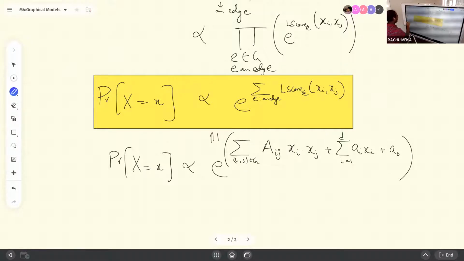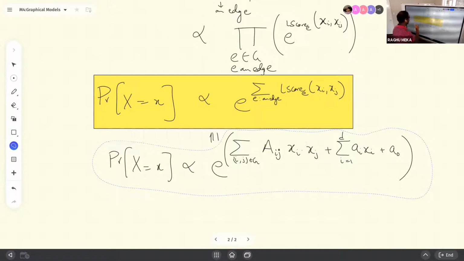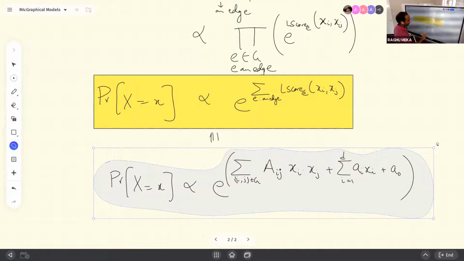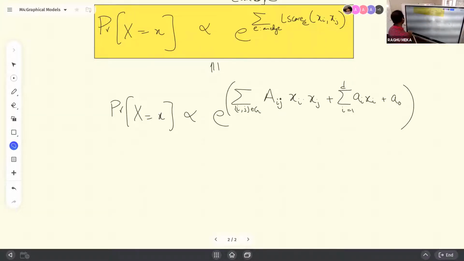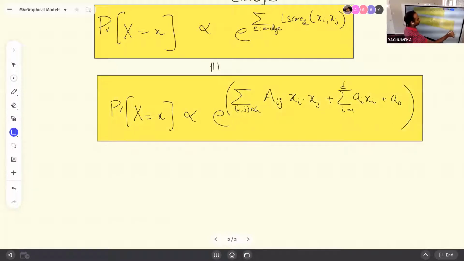Okay, and this is the form that people usually write Boltzmann machines in. Whenever you see Boltzmann machines or the Ising model in the literature, you'll see it in this form. And the name Boltzmann itself should tell you that it comes from physics. Boltzmann was a physicist who studied phase transitions and things like that, and it has its origins there.